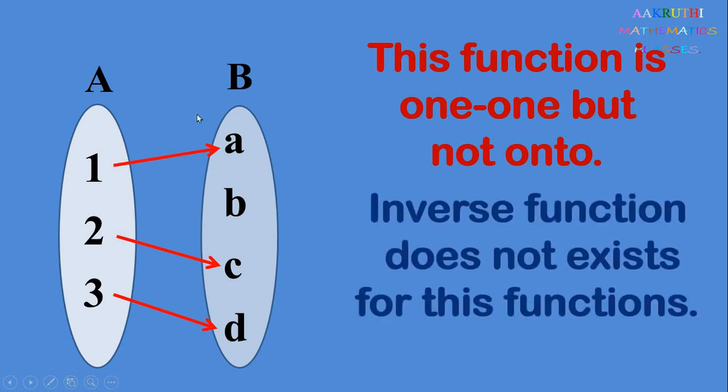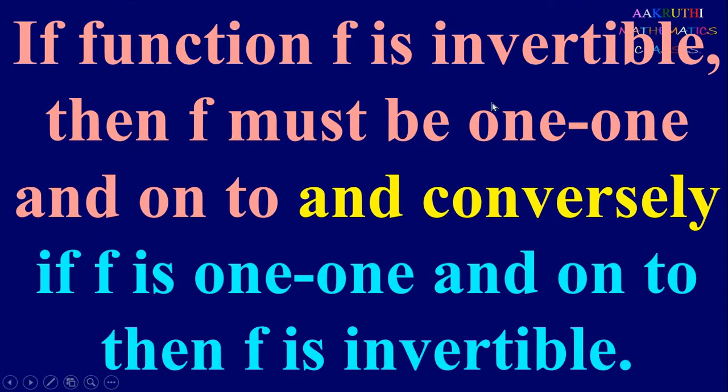Now this is a function from A to B but inverse function does not exist. So inverse function does not exist for this function since it is not onto. If function f is invertible, then f must be 1-1 and onto. And conversely, if f is 1-1 and onto, then f is invertible. A function which is invertible should be 1-1 and onto. A function which is both 1-1 and onto is invertible.